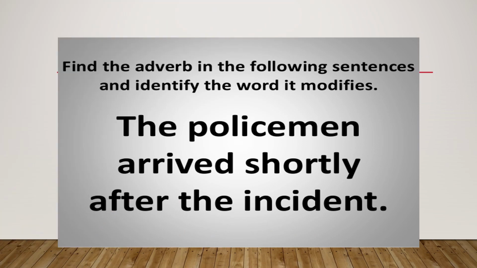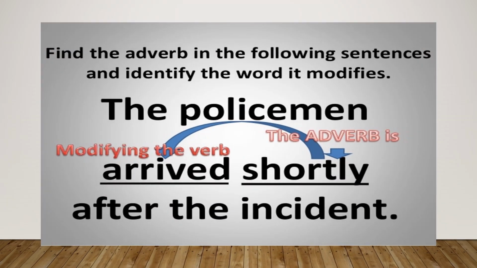Can you find the adverb in the following sentence and can you tell which word it modifies? Now let's see what is the adverb in the following sentence and which word it modifies. The policeman arrived shortly after the incident. As you can see, this is the verb and this is the adverb, and this adverb is modifying the verb arrived, because if you say the policeman arrived after the incident, you just come to know that there was an incident that happened and the police arrived, but you don't know the time. So if you add this adverb with this verb, you will be more clear about the timings of the police. So they soon arrived after the incident happened. That's why we use the adverb.